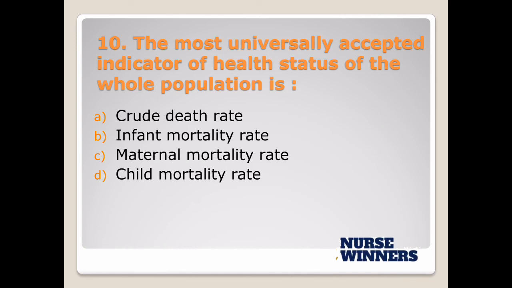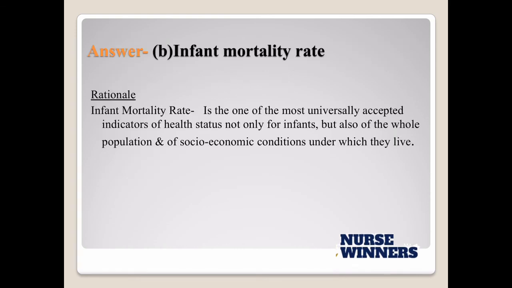10th question. The most universally accepted indicator of health status of the whole population is. Options: A. Crude death rate, B. Infant mortality rate, C. Maternal mortality rate, and D. Child mortality rate. The right answer is option B. Infant mortality rate. Rationale. Infant mortality rate is one of the most universally accepted indicators of health status, not only for the infants but also of the whole population, and of socio-economic conditions under which they live.